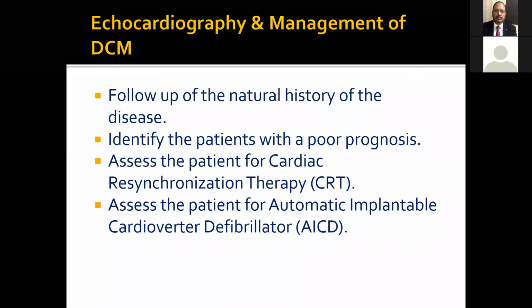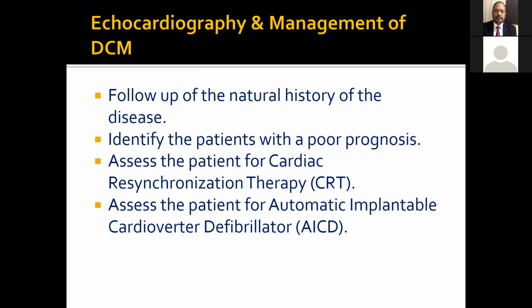Why is echocardiography important in the management of dilated cardiomyopathy? Dilated cardiomyopathy has a variable course. The patient can improve, stay improved for a variable length of time. Later on, there can be flare-ups of the disease. And so the role of the echocardiographer is important to follow up the natural history of the disease.